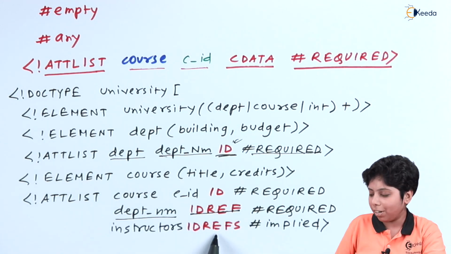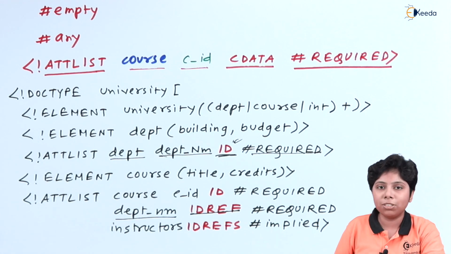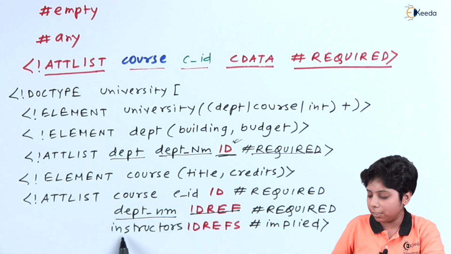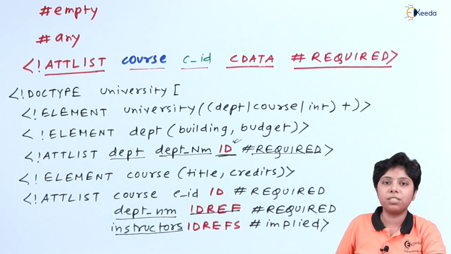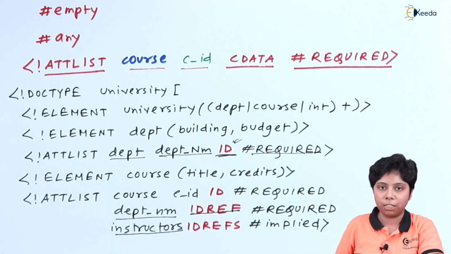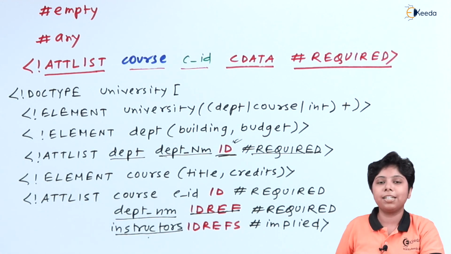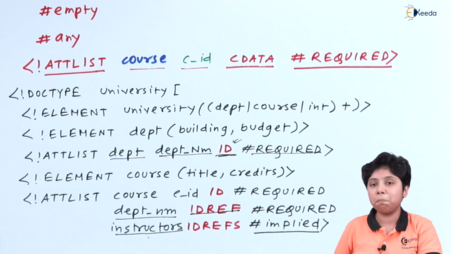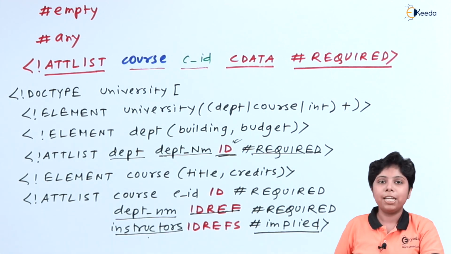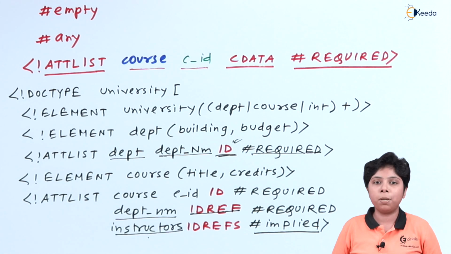Now IDREF and IDREFS are almost the same, but with the difference that instructors can be present or cannot be present in a department. So when we are referring to the instructors, it can happen that some of the values are not present there. So I mentioned the type as IMPLIED, not REQUIRED. Implied means we can even omit the field if it is not required.